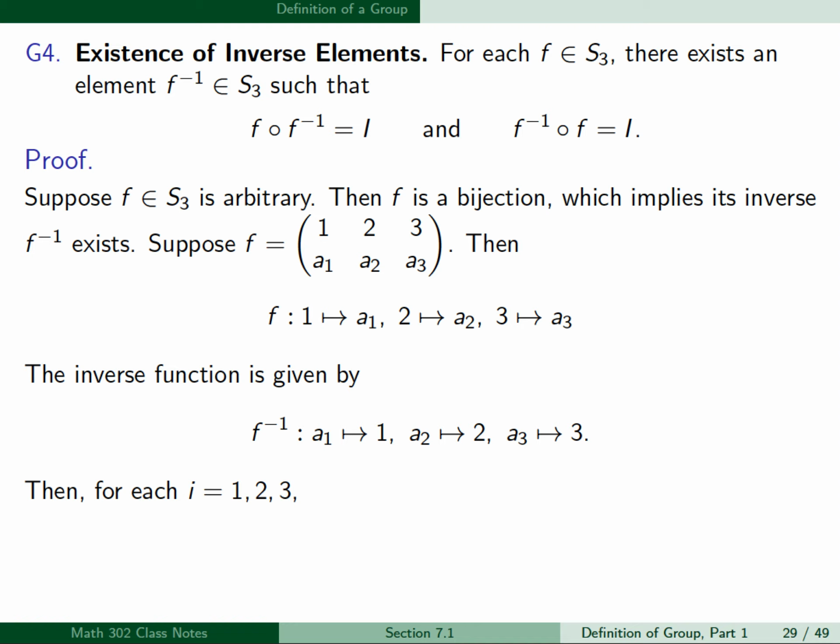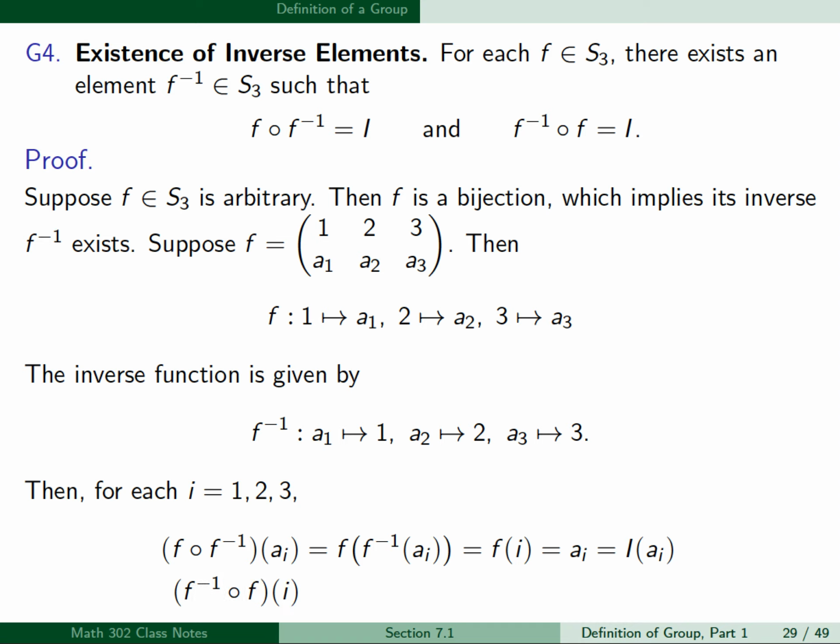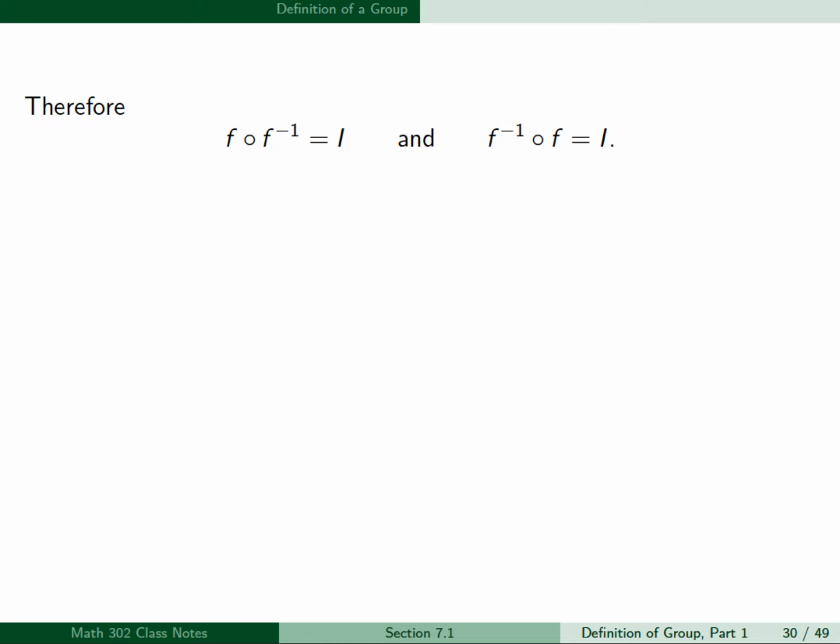And then for each I equal 1, 2, and 3, F composed with F inverse of A sub I will be F of F inverse of A sub I, and F inverse of A sub I is just I, and then F of I is A sub I, which is equal to the identity applied to A sub I. And F inverse composed with F of I is equal to F inverse of F of I, which is equal to F inverse of A sub I, which is equal to I, which is equal to the identity capital I applied to I. And therefore F composed with F inverse is equal to I, and F inverse composed with F is equal to I, and thus G4 holds.